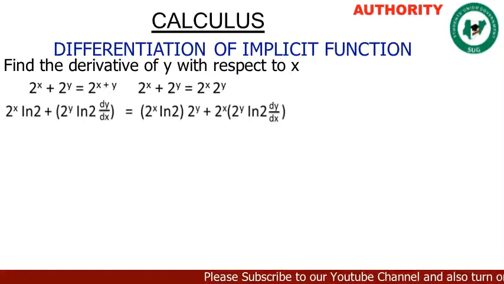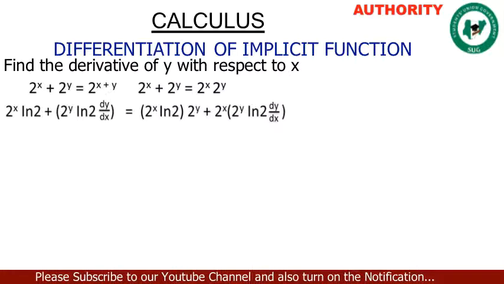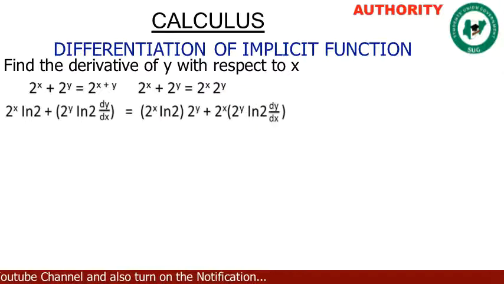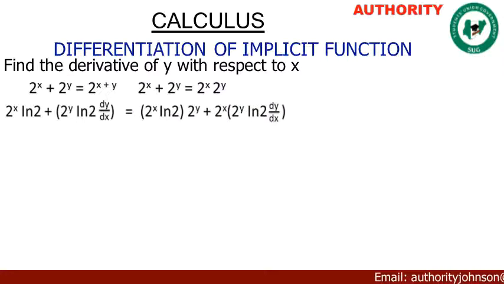Now, equal to this 2 raised to power x times 2 raised to power y, we are going to apply product rule here. So, the derivative of 2 raised to power x is going to give you 2 raised to power x ln 2, then times 2 raised to power y, then plus the derivative of 2 raised to power y, which gives 2 raised to power y ln 2 dy all over dx, then times 2 raised to power x.